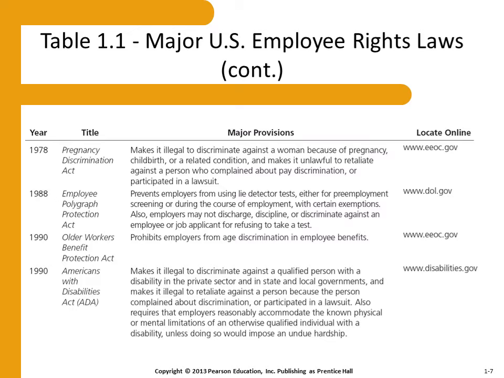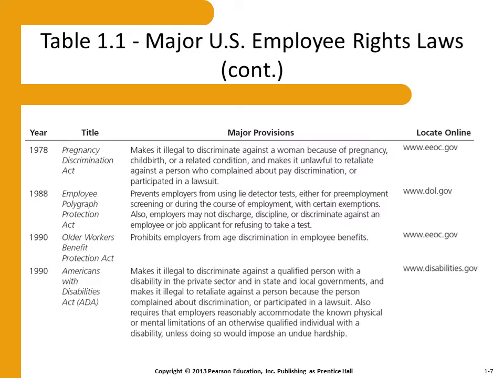And then we have a few other acts that are presented for us here, going down to the Pregnancy Discrimination Act, right? It's illegal to discriminate against a woman because of pregnancy, childbirth, or related condition. The Employee Polygraph Act prevents employers from using lie detector tests for pre-employment screening or during the course of employment, although there are certain exemptions. The Older Workers Benefit Protection Act prevents employers from age discrimination in employee benefits.